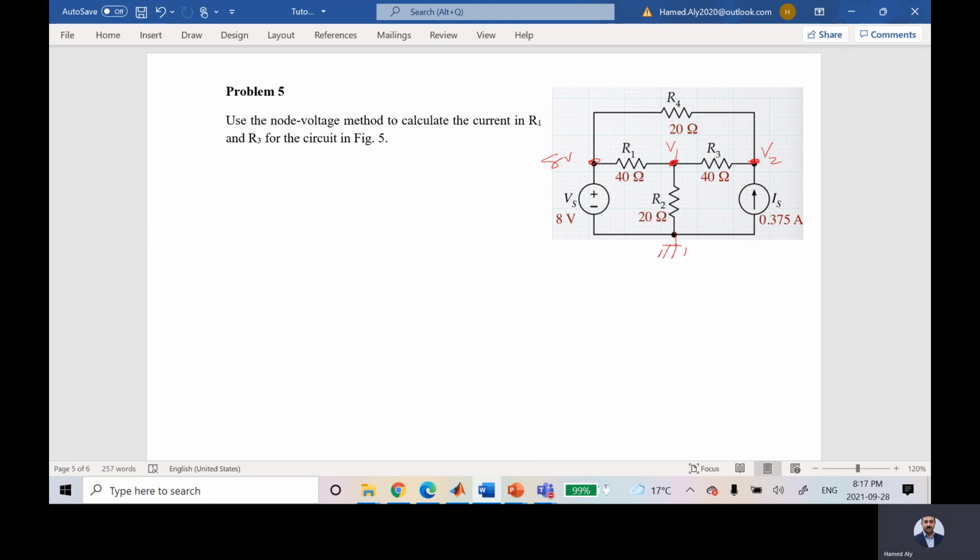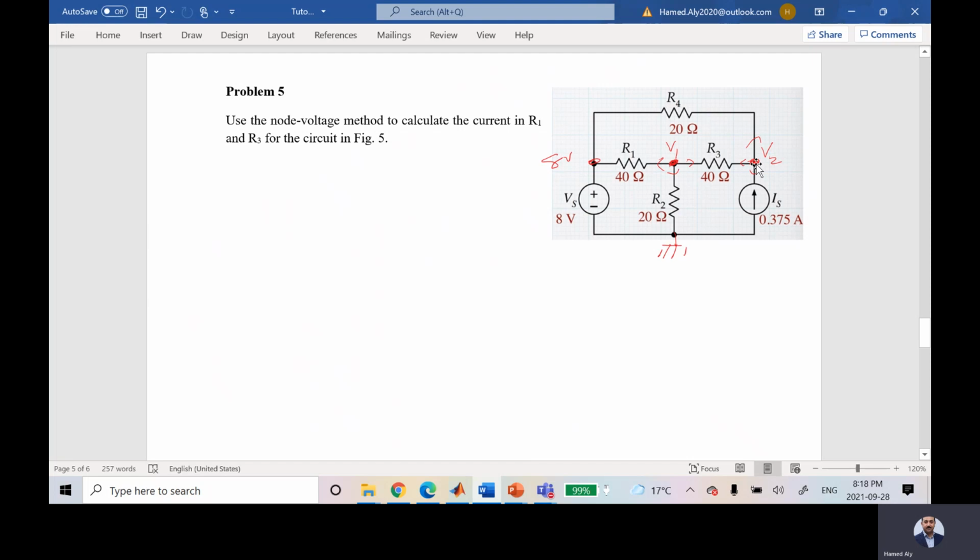I'm going to say the summation of the current for each node is equal to 0. Summation of the current for this node is equal to 0. Summation of the current for this node is equal to 0. I'm going to assume all currents are leaving for all nodes. But just one second, what do you need? You need to find the current in R1. Once you know V1, you can find the current in R1. And you need to find the current in R3. What is R3? This guy. Oh, so I need to know V2.